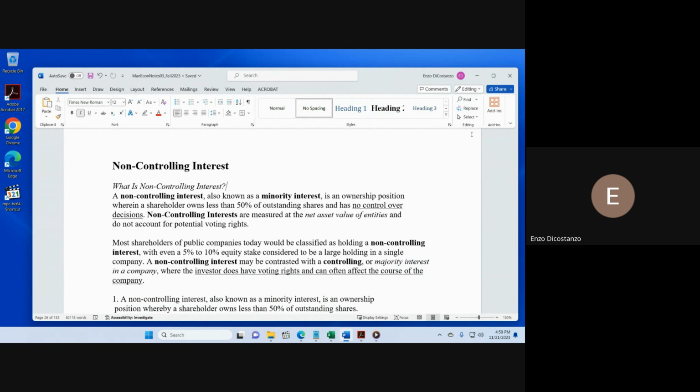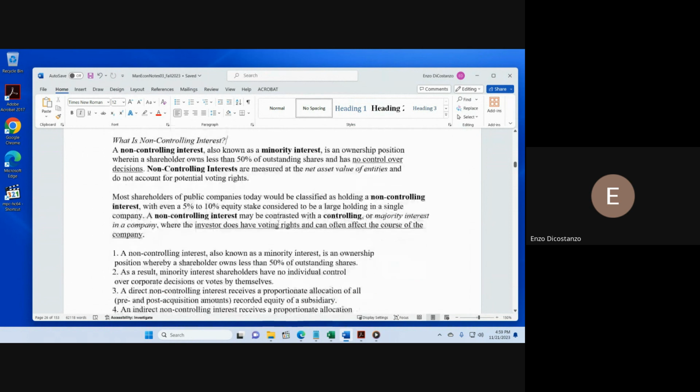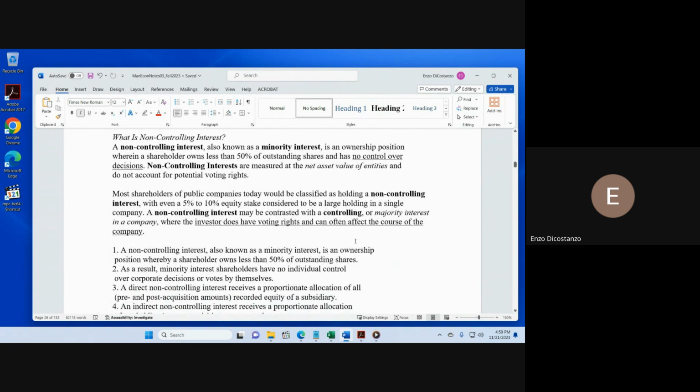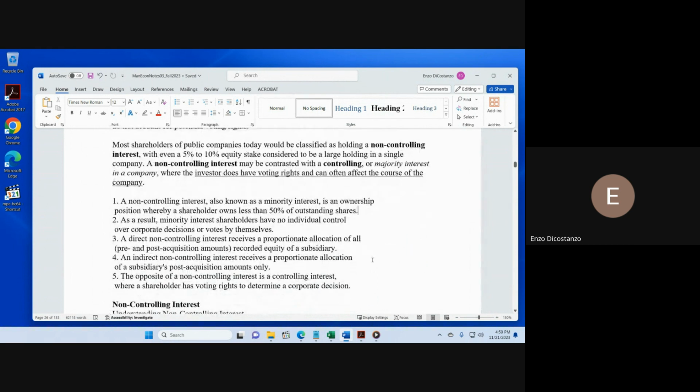Non-controlling interest may be contrasted with controlling or a majority interest in the company, where the investor does have voting rights and can often affect the course of the company. So non-controlling interest, also known as a minority interest, is an ownership position whereby a shareholder owns less than 50% of the shares outstanding. As a result, minority interest shareholders have no individual control over corporate decisions or votes by themselves. A direct non-controlling interest receives a proportionate allocation of all pre- and post-acquisition amounts of recorded equity of a subsidiary. An indirect non-controlling interest receives a proportionate allocation of subsidiary post-acquisition amounts.